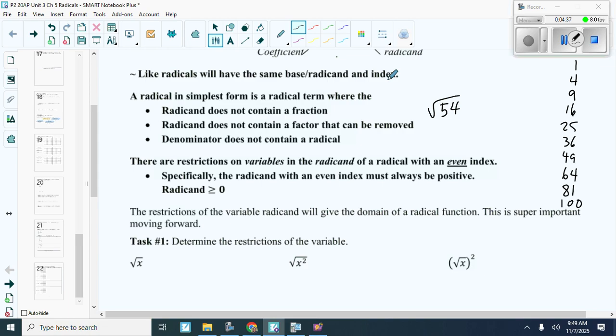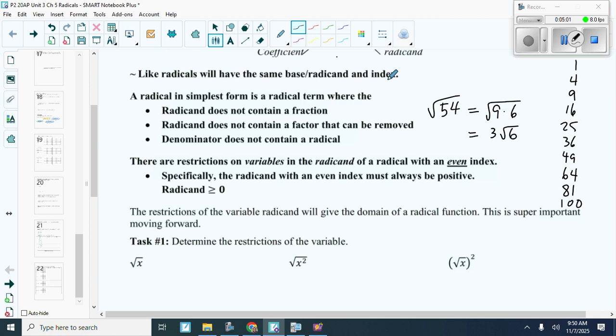So I'm looking at 54, and I'm saying, what 2 factors could I pick with one of them being a perfect square? You'd want to remember that this is the same as 9 times 6, and then we actually take the square root of 9, so we end up with 3 root 6. Whenever you have something that has a radical, always simplify it.